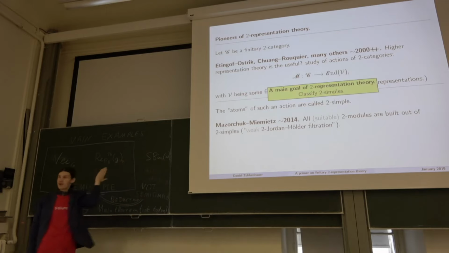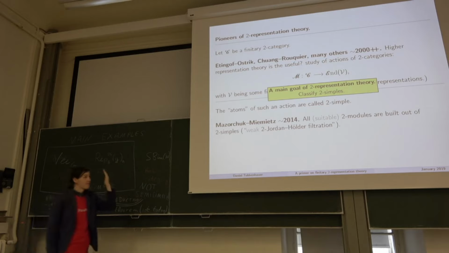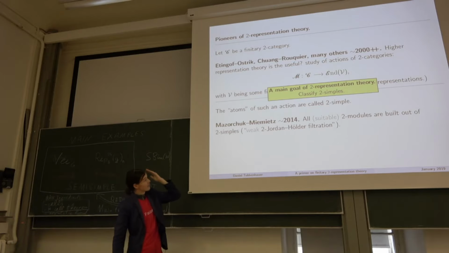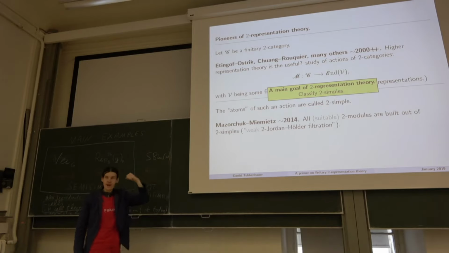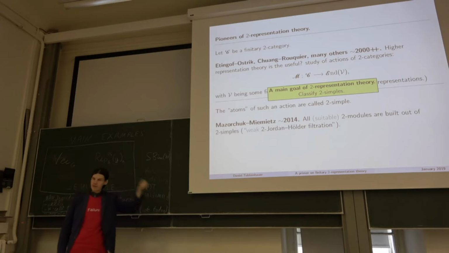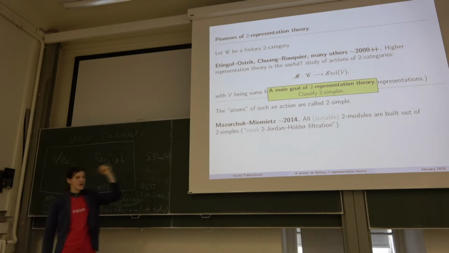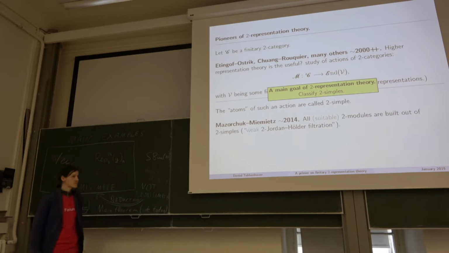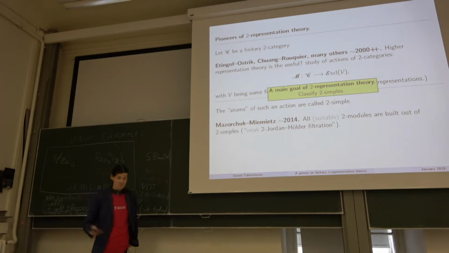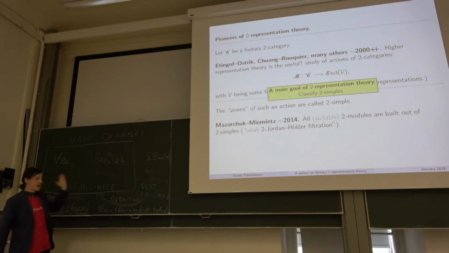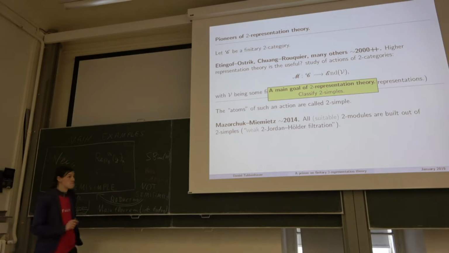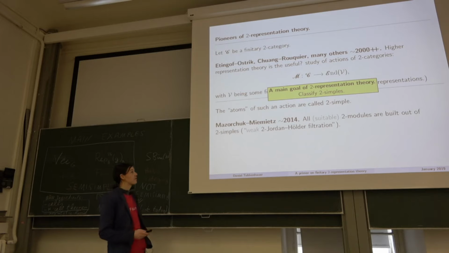So the real goal is to classify those two-simples. So basically the categories which you can cook up such that you can act with your favorite category by functors on this category. In some sense, you want to classify functors, which 10 years ago I think was kind of a hopeless problem, but nowadays we can actually do quite a lot, which is very, very impressive, I think.